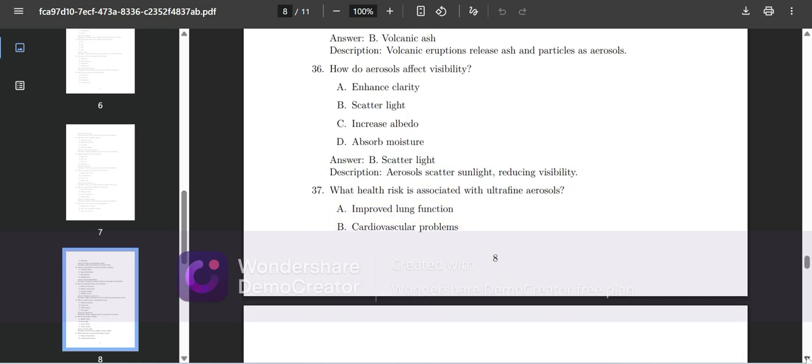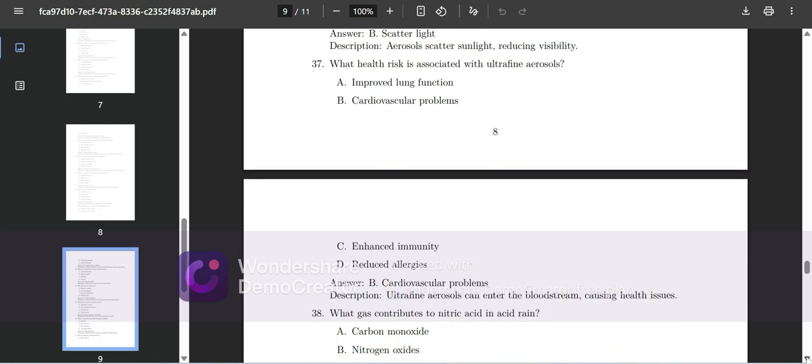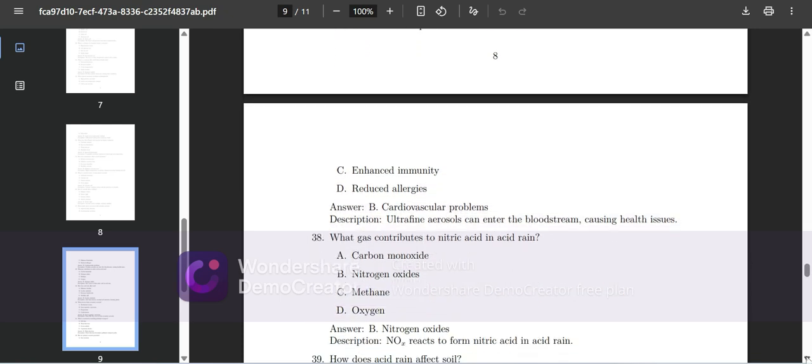How do aerosols affect visibility? Scattered light. Aerosols scatter sunlight, reducing visibility. What health risk is associated with ultrafine aerosols? Cardiovascular problems. Ultrafine aerosols can enter the bloodstream, causing health issues.